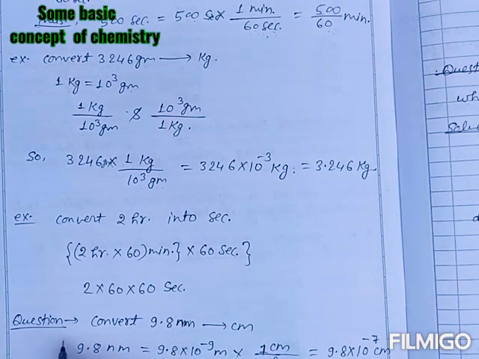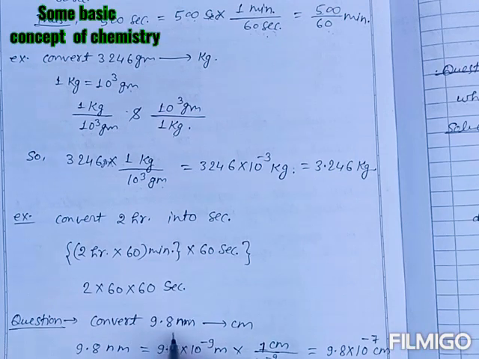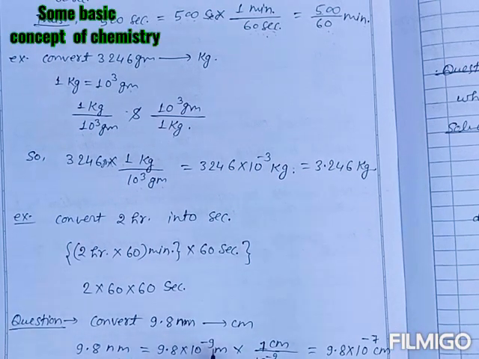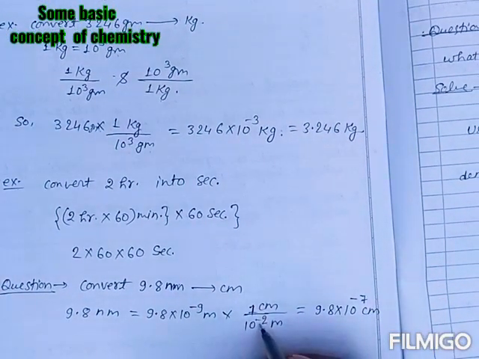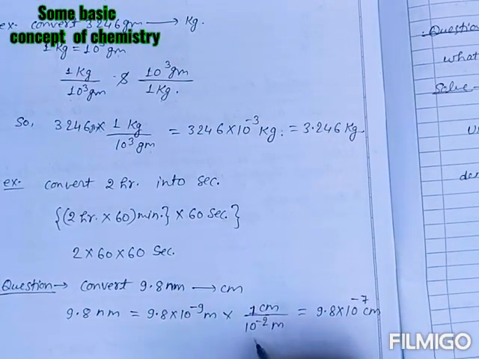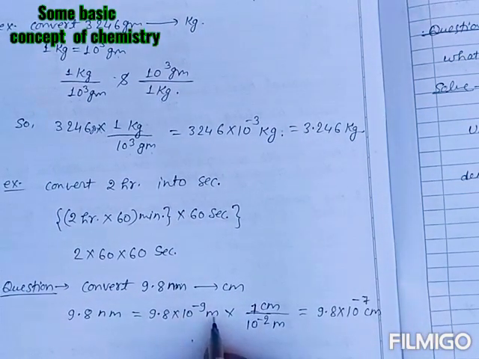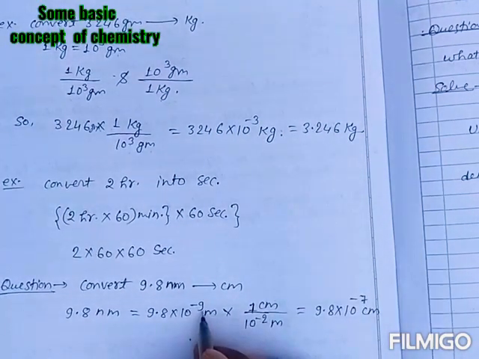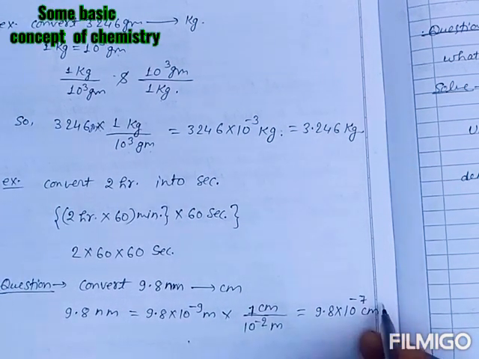Now another question is convert 9.8 nanometer into centimeter. First of all, we know that 9.8 nanometer is equal to 9.8 into 10 power minus 9 meter, because 1 nanometer is equal to 10 power minus 9 meter. Now 1 centimeter divided by 10 power minus 2 meter, this is the unit factor. We multiply, and meter will cancel out. Then 9.8 into 10 power minus 9, 10 power minus 2 goes upward, so the power will reduce by minus 2. So 9.8 into 10 power minus 7 centimeter.